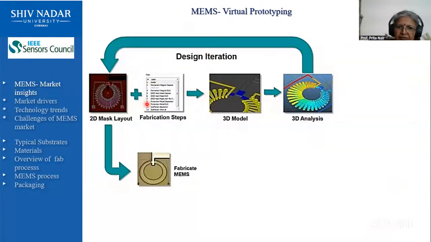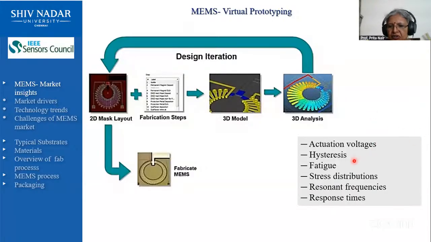So you start with the layout, you go through the fabrication steps, look at the virtual 3D model, then do a simulation using that: if you apply voltage, what happens? So it's basic multiphysics FEM modeling for this. And what does the analysis give you? It tells you what the actuation was, what the hysteresis is, what the fatigue is, etc. And if this does not work out right, you have to go back and change. And finally, only then you will send your mask out for fab, right?